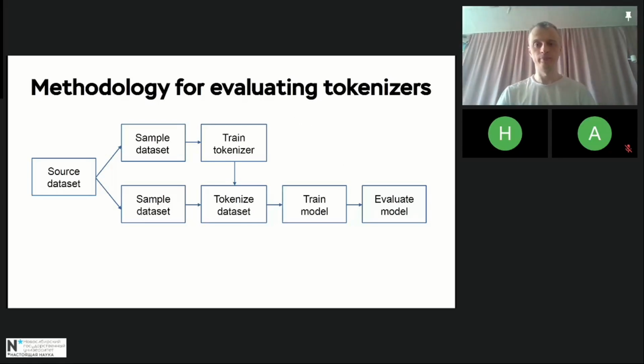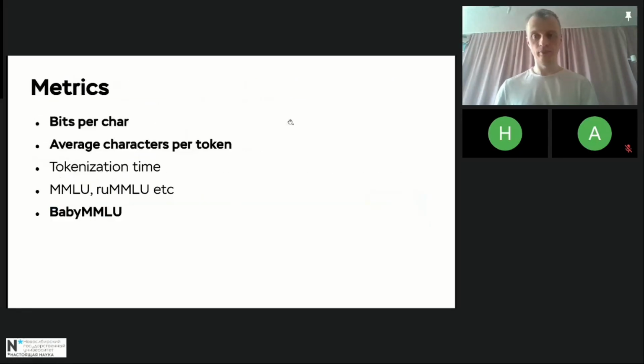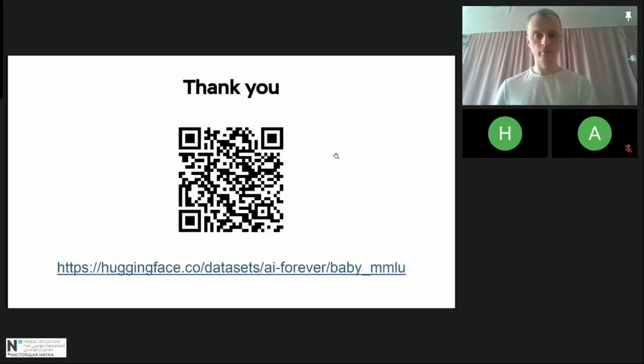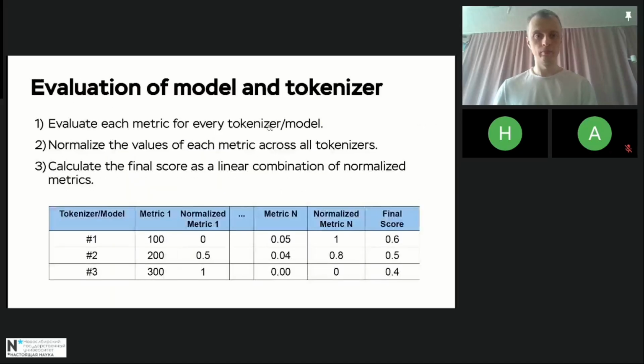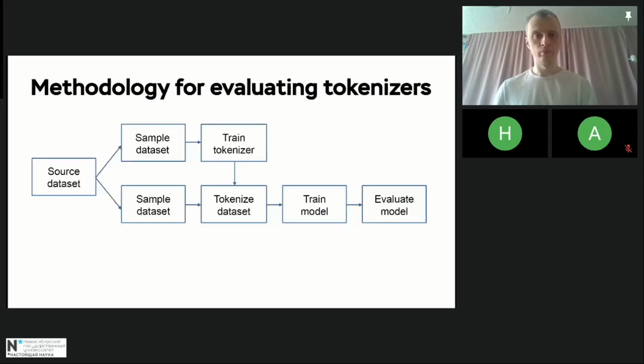Thank you for the presentation. I have a question. You said that your pipeline is designed to evaluate tokenizers and that performance should be comparable with bigger models. So have you calculated some correlation between a tokenizer with a small model and a tokenizer with a bigger one? And have you seen a model perform poorly on BabyMMLU and well on normal MMLU, and vice versa?